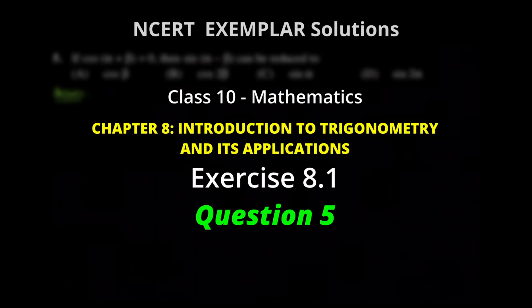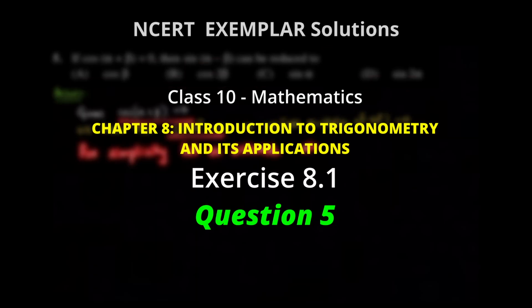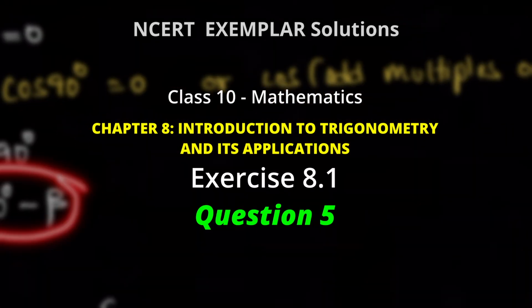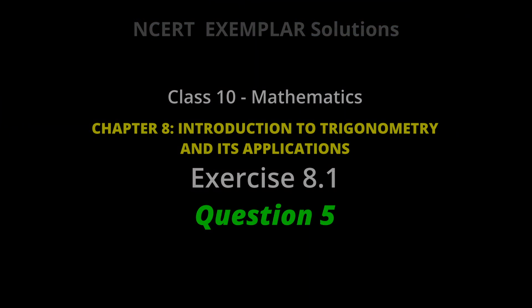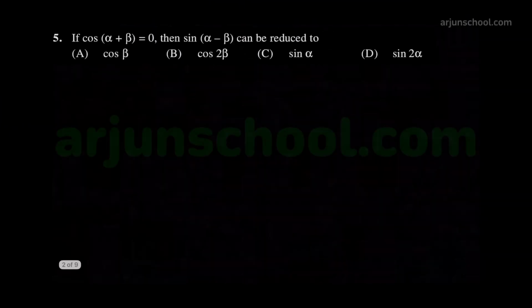NCERT Exemplar Solutions, Class 10, Maths, Chapter 8, Exercise 8.1, Multiple Choice Question 5. If cos of alpha plus beta is equal to 0, then sin of alpha minus beta can be reduced to option A, cos beta, option B, cos 2 beta, option C, sin alpha, and option D, sin 2 alpha. Now let us find the answer.